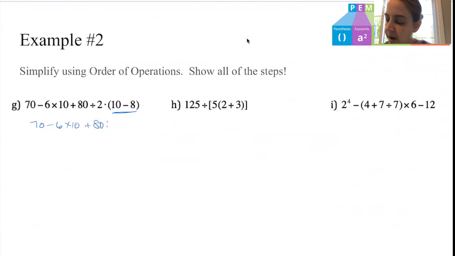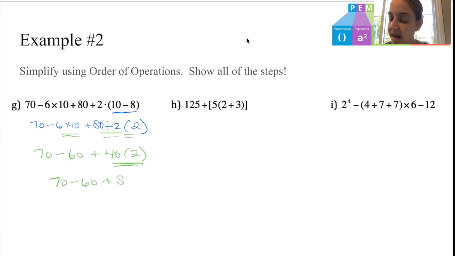80 divided by 2 times 2. Then we have to do multiplication and division left to right. I see a couple of them in here. Here's a multiply, here's a divide, here's a multiply. Start on the left. So 70 minus 60 plus 80 divided by 2 is 40 times a 2. Now I see a multiplication left. This is 80, so 70 minus 60 plus 80.